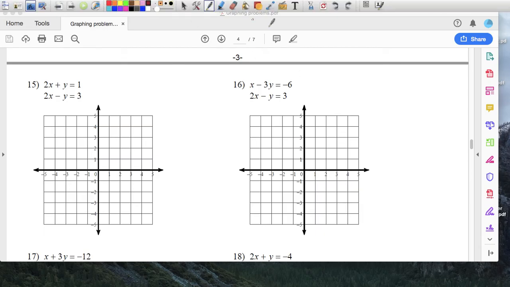The y-intercept is positive 2, so it's around here. Not around there, it's there. The slope is 5 over 3, so 5 up and 3 to the right, because both changes are positive. 1, 2, 3, 4, 5 up, and 3 to the right, 1, 2, 3.